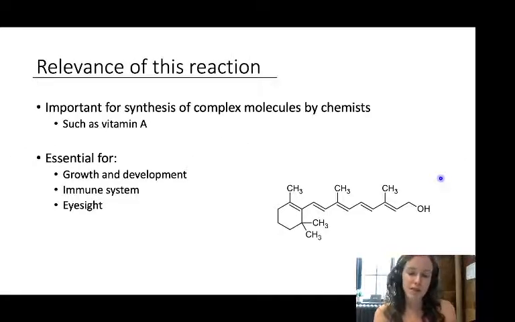Before we go into some details about the protocol, let's talk about why the Wittig reaction is important in the first place. Chemists frequently use this reaction to make complex organic molecules. For example, if we were to synthesize vitamin A in the lab, we could use the Wittig reaction to do so. The structure of vitamin A is included here on the slide for you. You can see it's quite complicated.